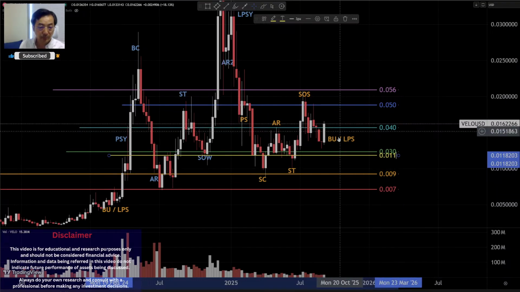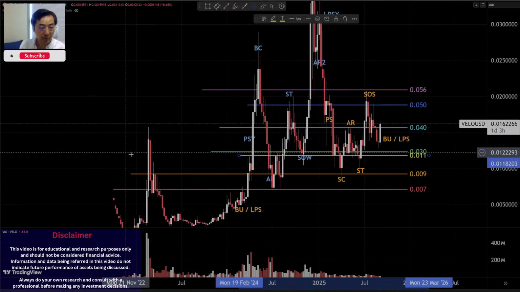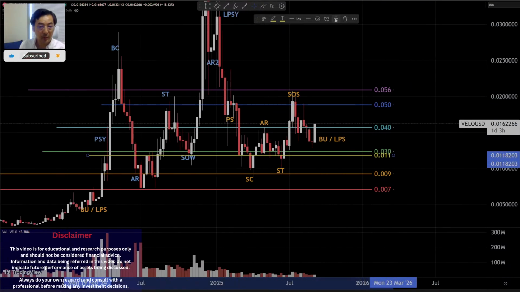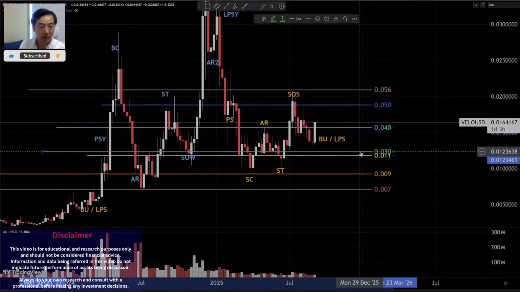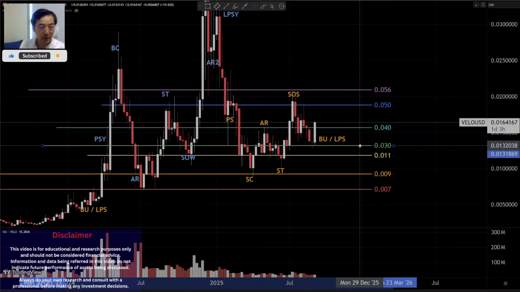And that's 0.011. I don't have to extend this because that's not relevant. Just need to lock it. And then we have got to the green.